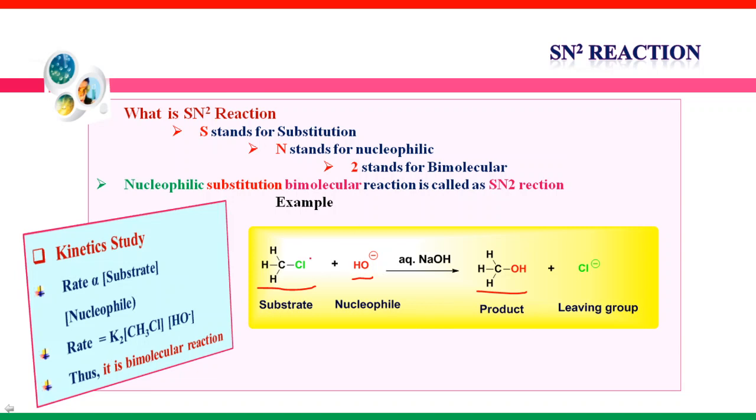In SN2 reaction, in a slow step, the bond breaking between carbon and leaving group occurs. At the same time, bond formation between carbon and nucleophile occurs. Thus, the rate of SN2 reaction is directly proportional to the concentration of substrate as well as the concentration of nucleophile.